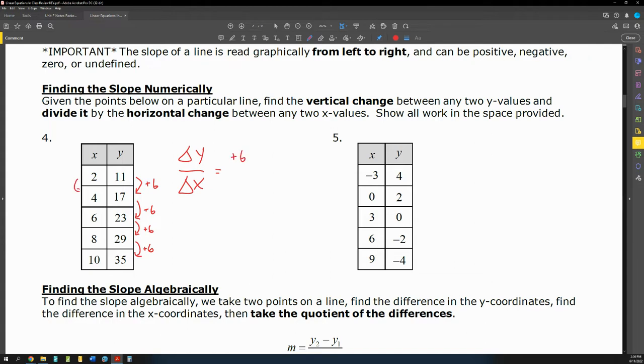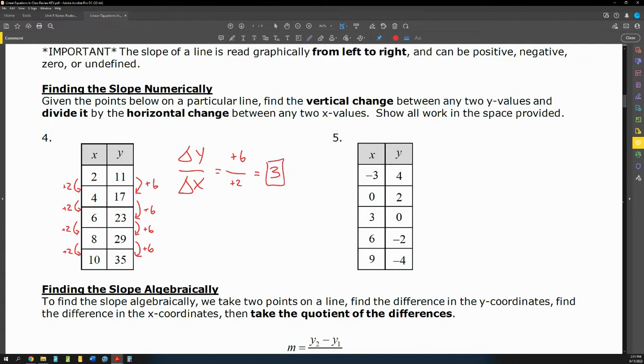Our change in X, as we move from one X to the next, so as we go down the table, to go from 2 to 4, we're adding 2. From 4 to 6, we add 2. 6 to 8, we add 2. And 8 to 10, we add 2. So our change in X is positive 2. Our change in Y over change in X, 6 over 2, reduces to a positive 3 over 1, or just 3.